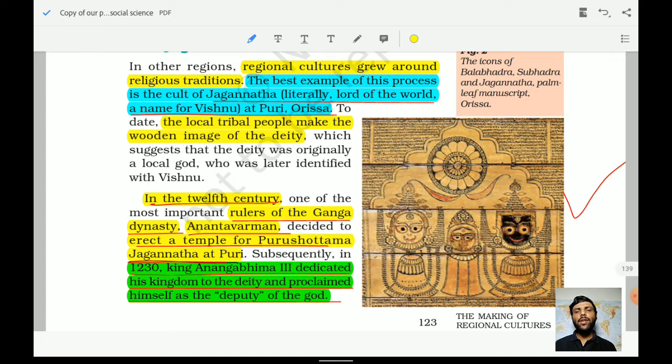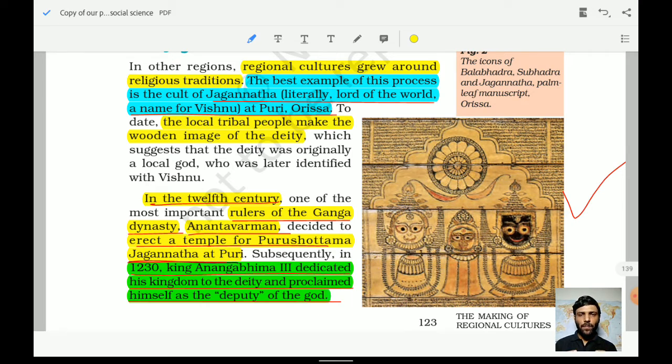So several rulers used to do these type of activities, that they just used to proclaim themselves as the deputy of God and used to tell that I am just ruling on behalf of God. So it also provides some sort of authenticity to their rule, and people also follow their instructions religiously. So along with the religion thing, there was always a political agenda. It used to provide them some sort of ease and convenience in the administration.